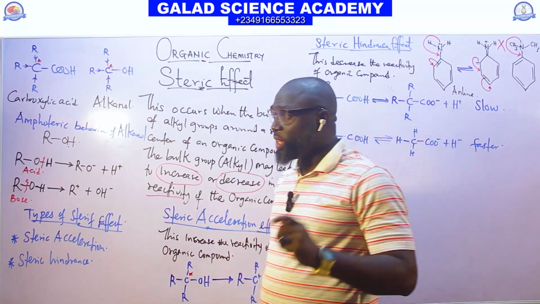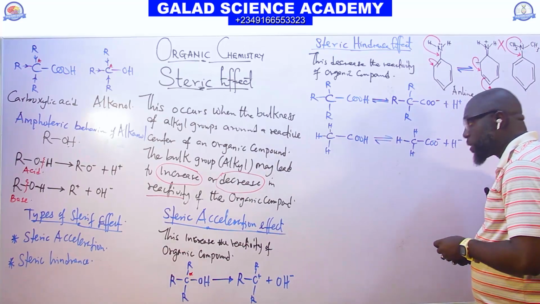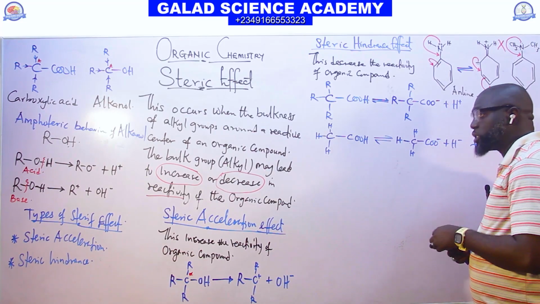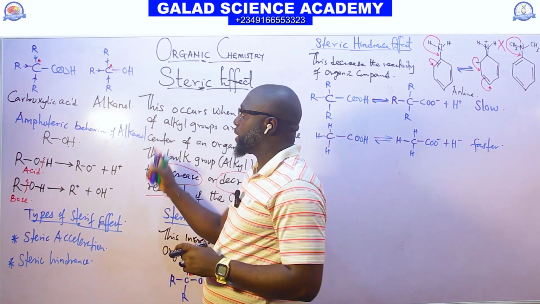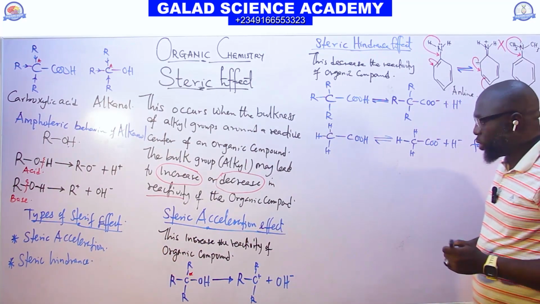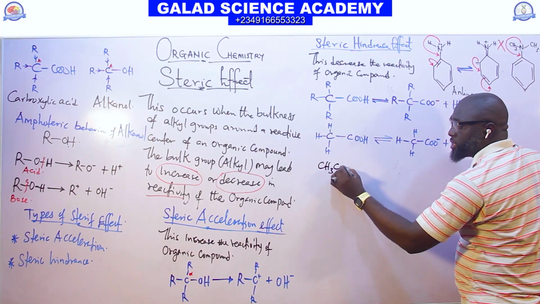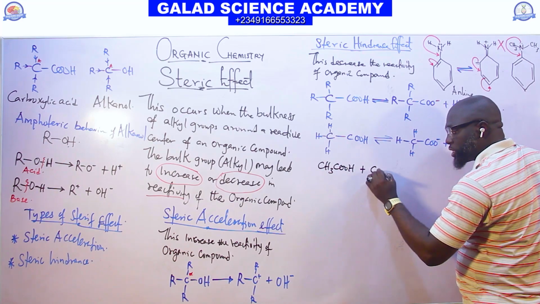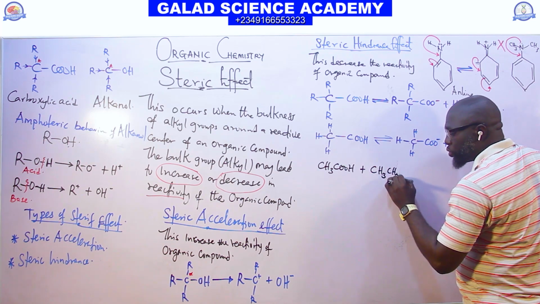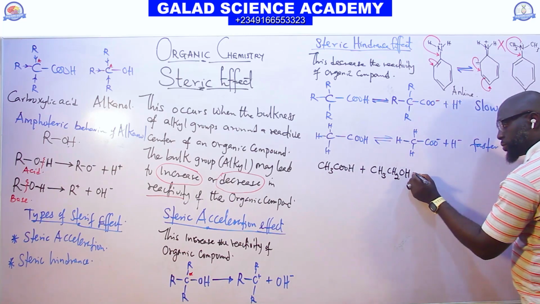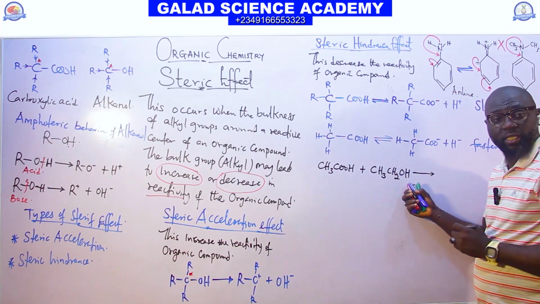Let me now give you this logic question. I will write it down and you help me to answer it. Okay, I will use alkanoic acid and alcohol. Look at this reaction. We have the reaction of CH3COOH plus CH3CH2OH. This is the acid, this is the alcohol. It will give us what?